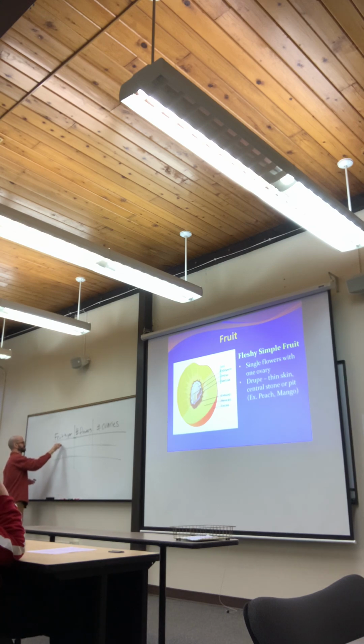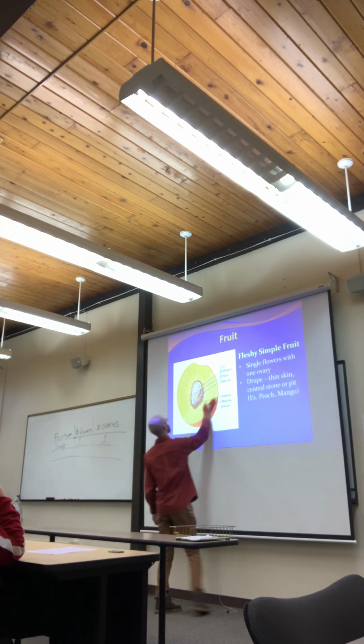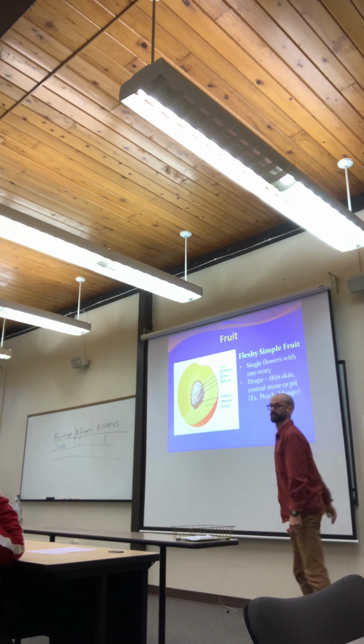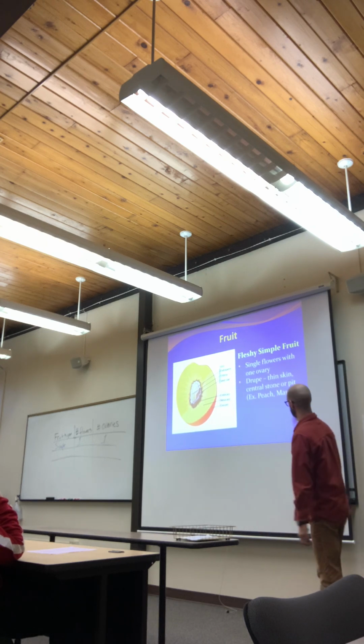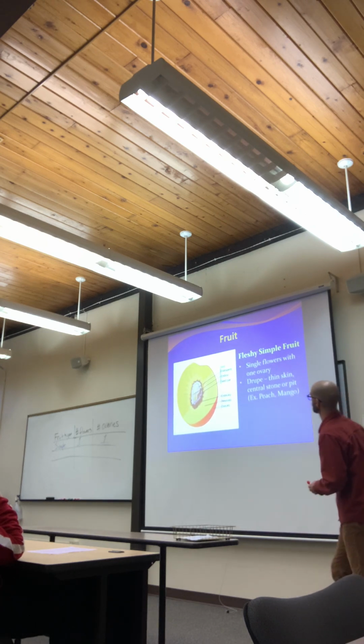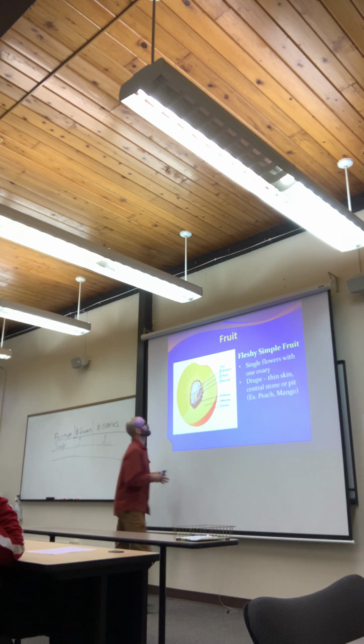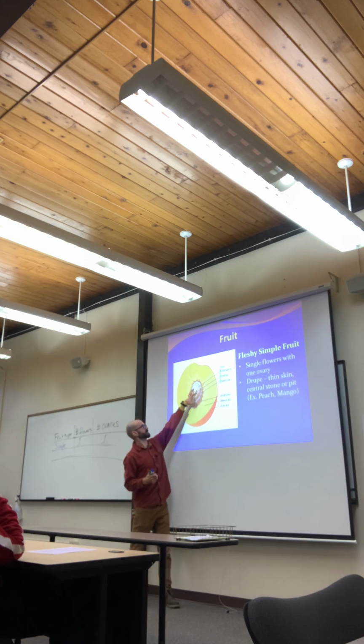Simple has a clue in the name. Simple, few, not complicated. One flower, one ovary. So this is all one big ovary with the seed inside. And we do call that situation a drupe, and they all have the qualities of what's inside the seed that we've talked about.